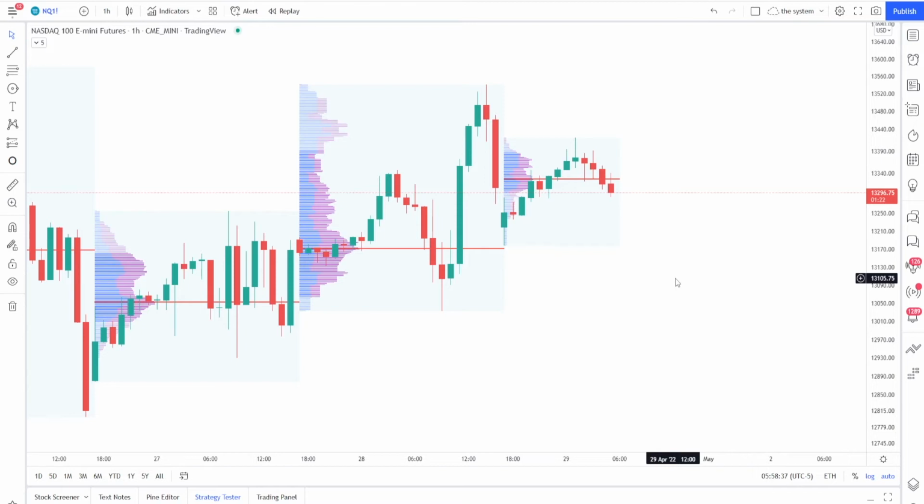What this is telling us, because we know that the institutions and the bots take up most of the trading these days, the point of control line is basically telling us where most of the trading is happening, whether it's buying or selling, amongst these bots, these algorithms, and these institutional traders. That's the first thing that I look at.